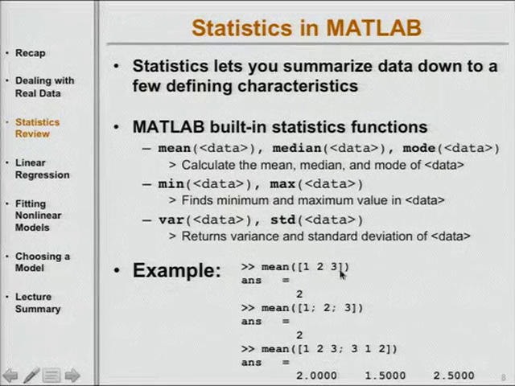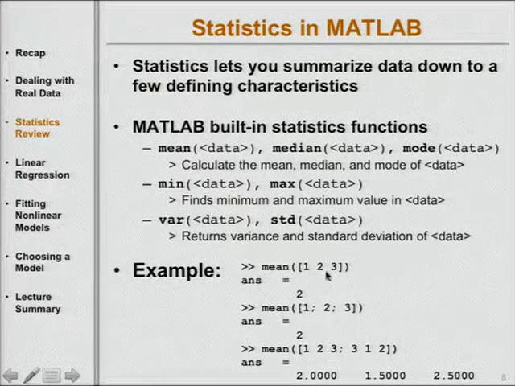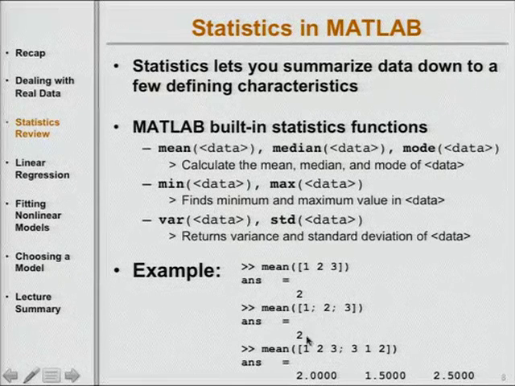We've got a vector 1, 2, 3. We plug that into the mean function, the average value. Well, the average value of 1, 2 and 3 is 6 divided by 3, which is 2. It doesn't matter whether this is a row or a column vector. You still get the same answer.